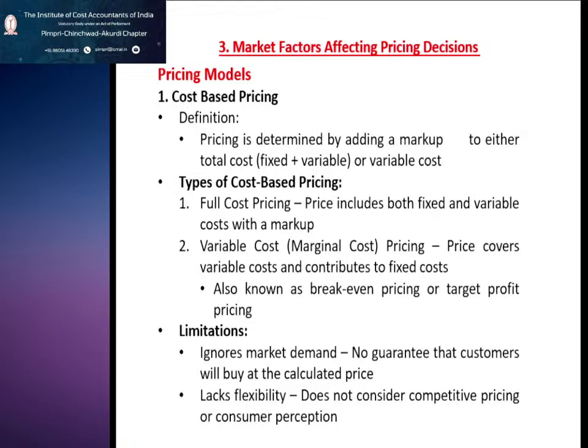Types of cost-based pricing. Over here there are two categories: full cost pricing, wherein price includes both fixed and variable cost with a markup, and second is variable cost, which is the marginal cost pricing, where the price covers variable cost and contributes to the fixed cost, also known as traditionally break-even pricing or target profit pricing. Of course, this cost-based pricing has limitations, wherein it ignores market demand and there is no guarantee that customers will buy at the calculated price.